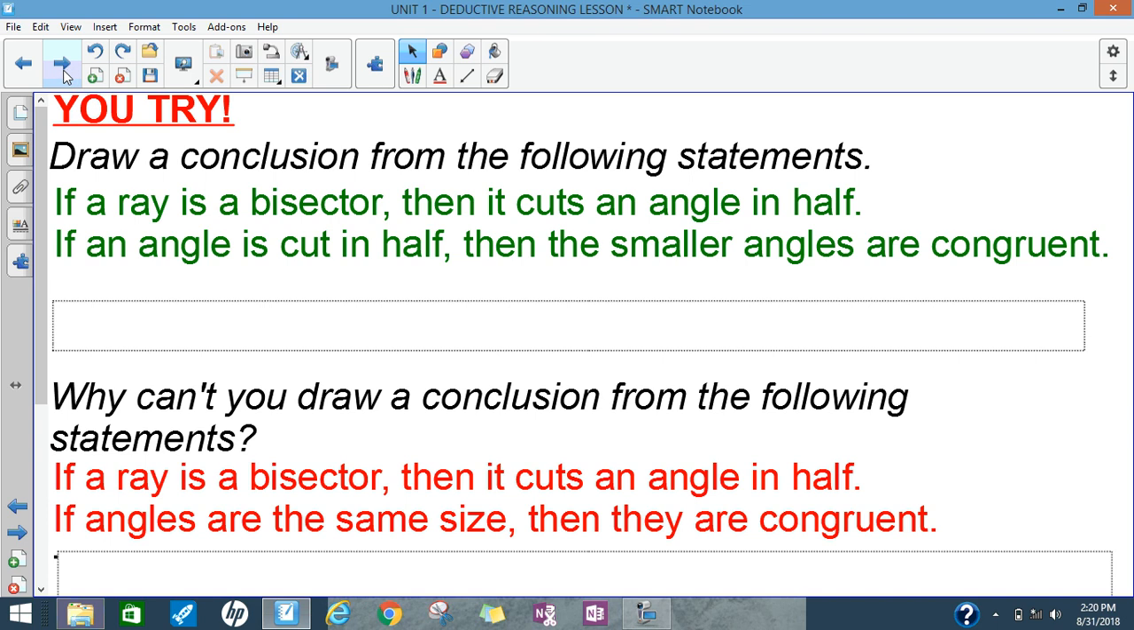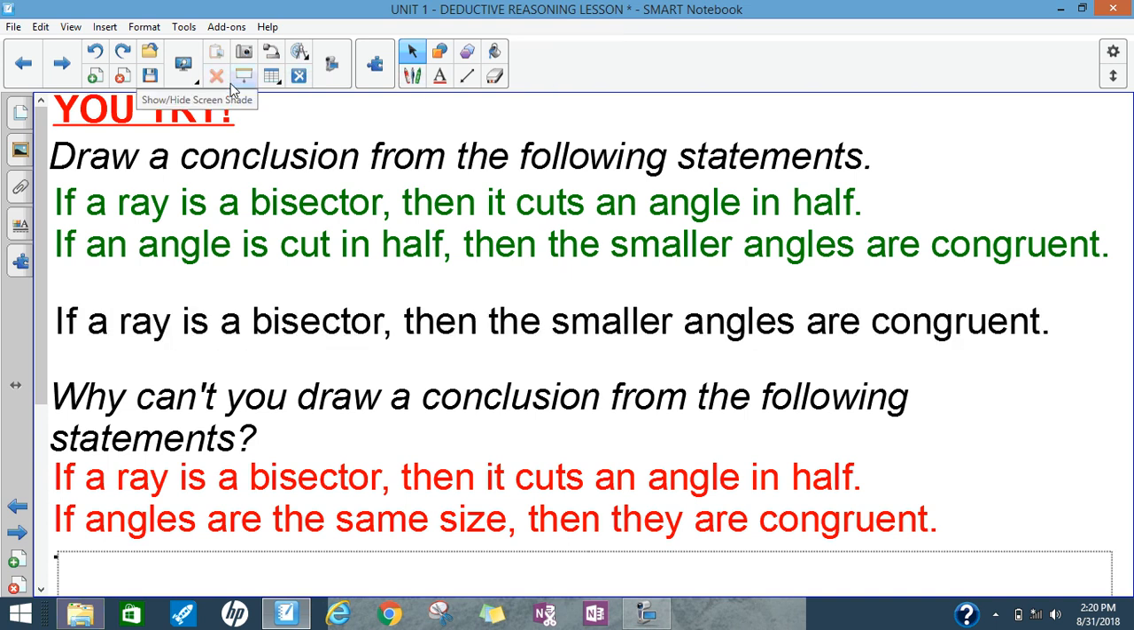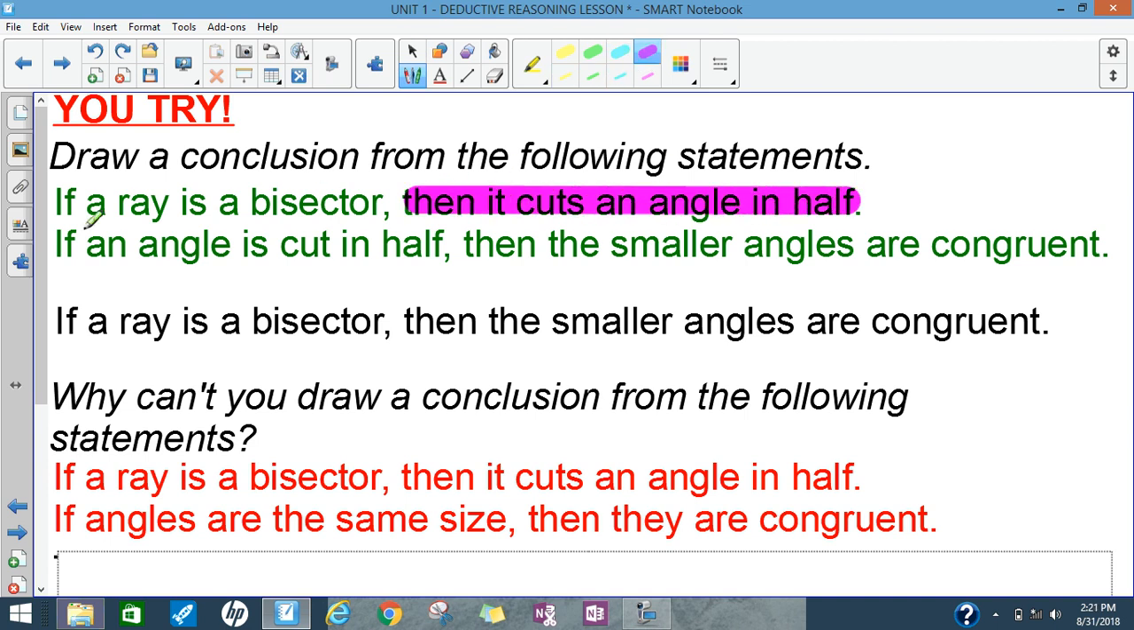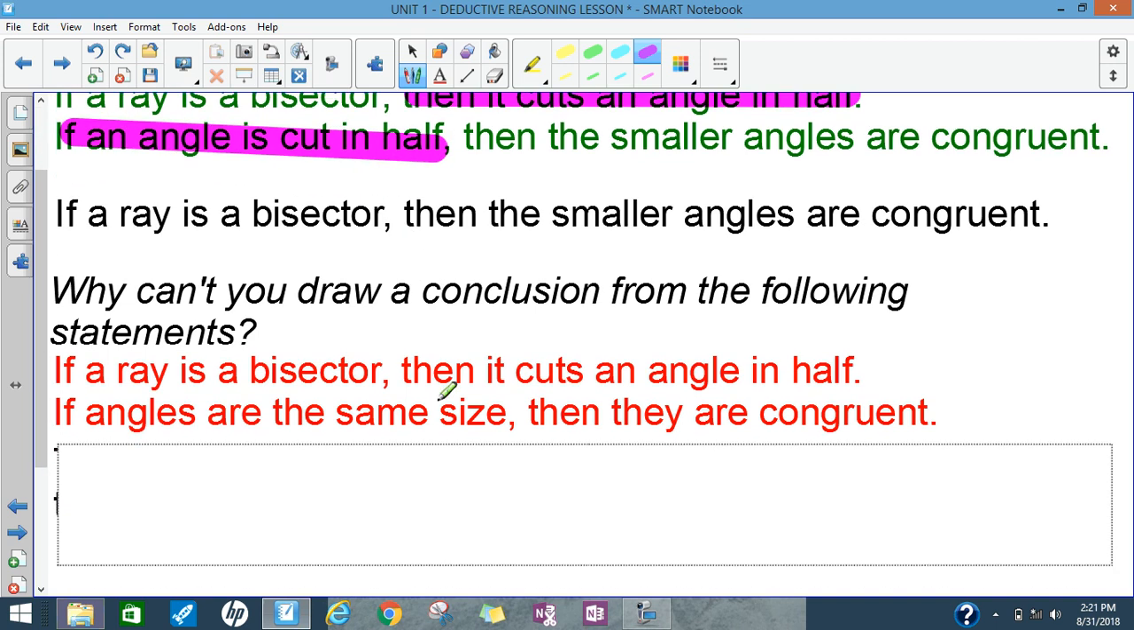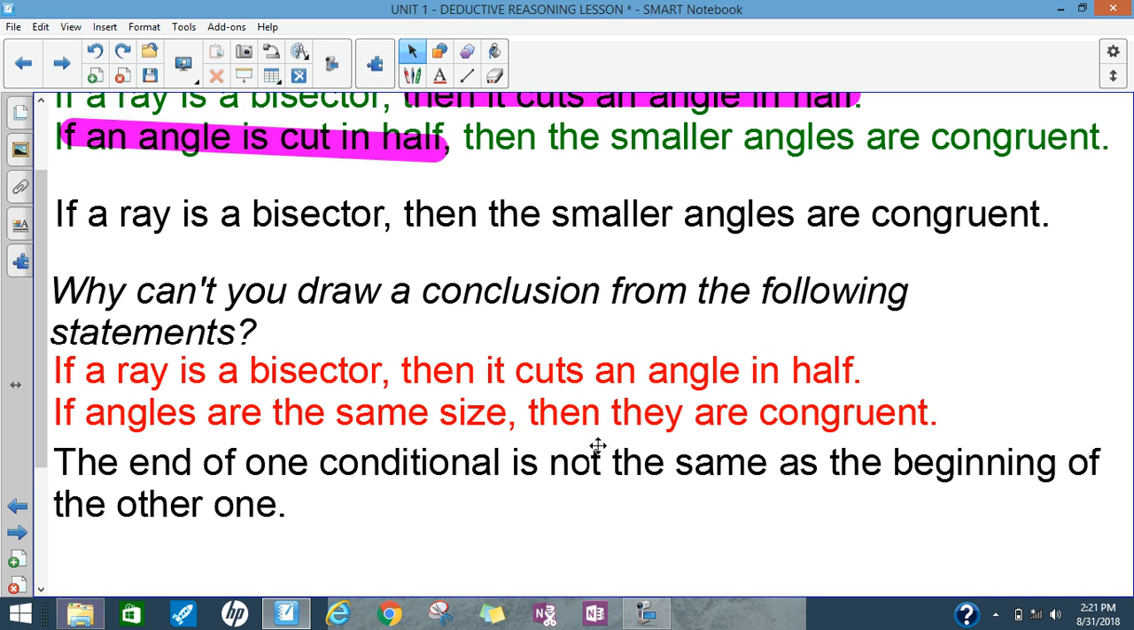So pause this one again, and I want you to try and answer what conclusion you can draw here, and why you can't draw the conclusion here. So in this one, we can draw a conclusion. If a ray is a bisector, then the smaller angles are congruent, and that is because we end this statement the same way we start this one. And here we can't draw a conclusion because the end of one conditional is not the same as the beginning of the other one. So it does not follow the law. We don't have if P then Q, if Q then R.